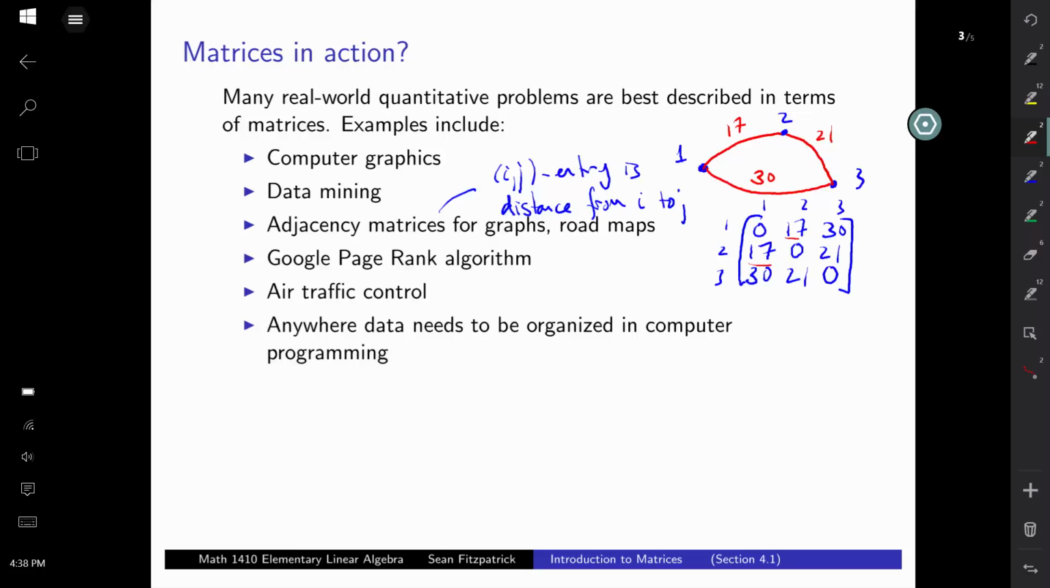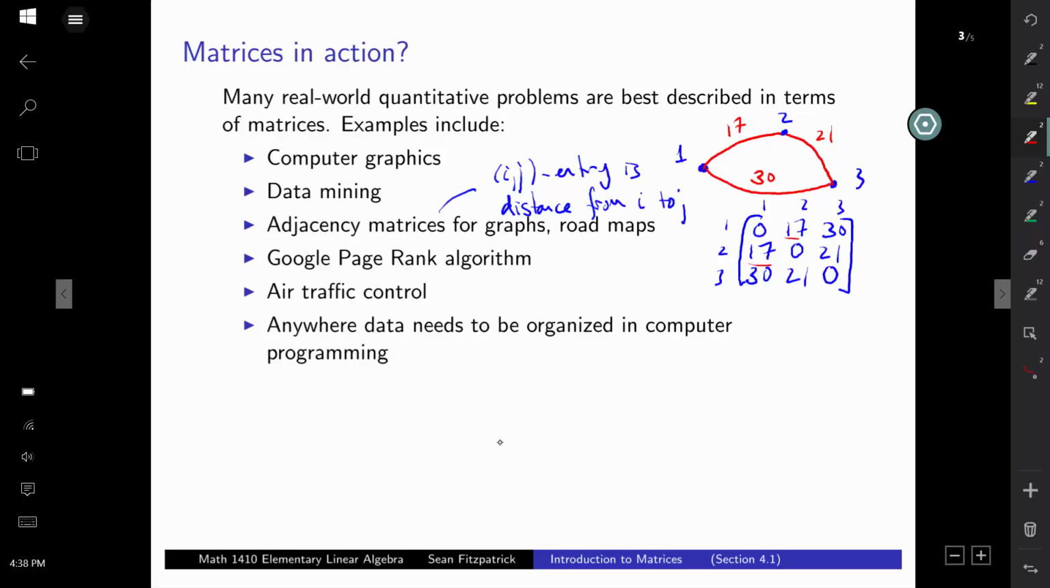Or maybe this is not distance on a road. Maybe this represents some kind of different states of some system, and these are, I don't know, energy levels or something, and you increase by a certain amount going from 1 to 2, and then if you went back from 2 to 1, you would decrease, and so you would have, say, a plus 17 in one spot and minus 17 in the other spot. There are lots of possibilities where this might come up.